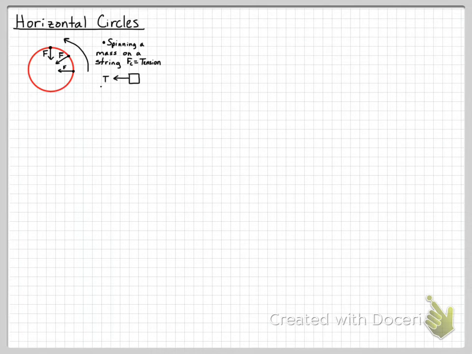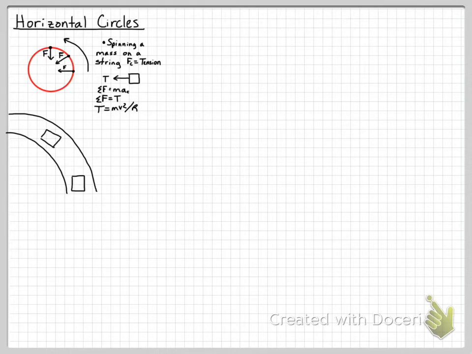So when we draw our free body diagram, the only force acting on the object is tension toward the center. The net force will be mass times the centripetal acceleration, and the net force will be tension, and therefore tension will equal mv squared over r. So the whole point of this is to recognize that there's one force acting on the object. It is the only centripetal force. Centripetal force is a net force, so in this case the net force is only tension, and it will equal mass times centripetal acceleration, where centripetal acceleration is v squared over r.